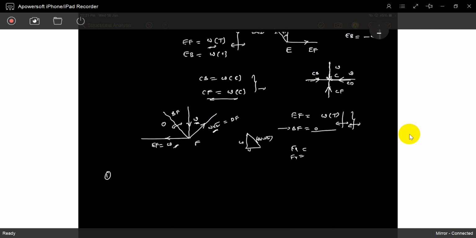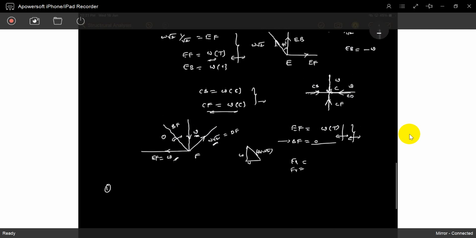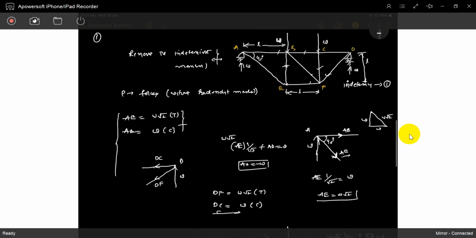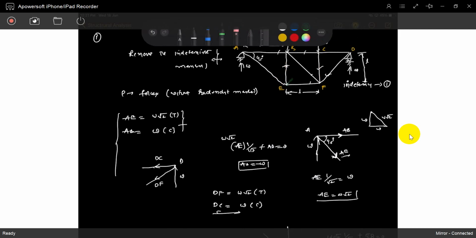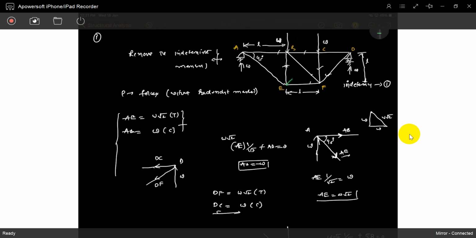So next, we want to apply a unit force in the redundant member direction. Understood? Apply a unit force in the redundant member direction. One force, one unit. Understood? Just for one unit, how much force is taken by each member?